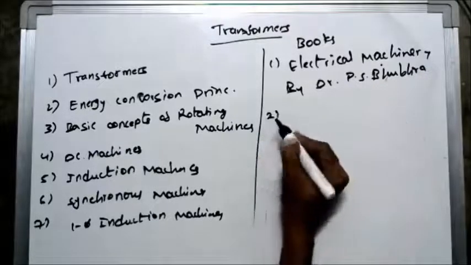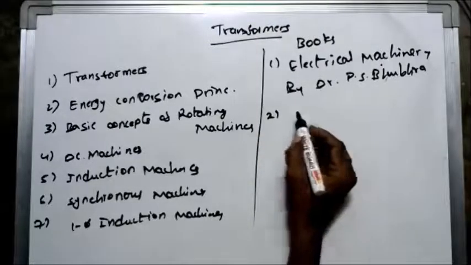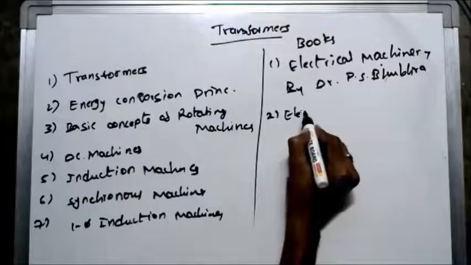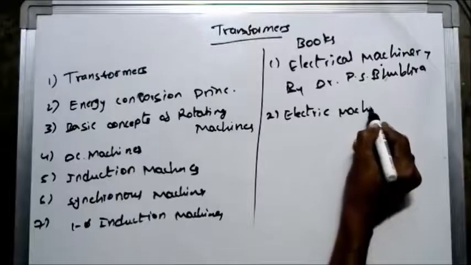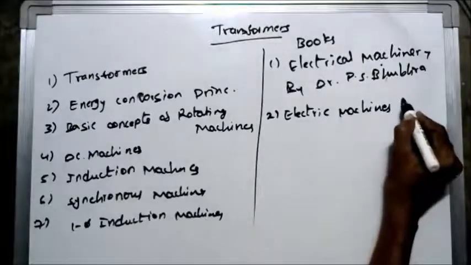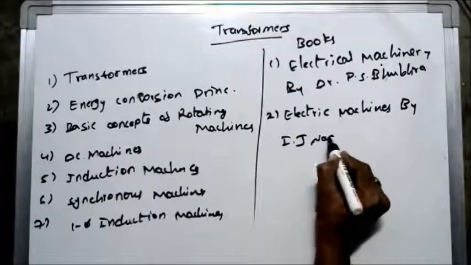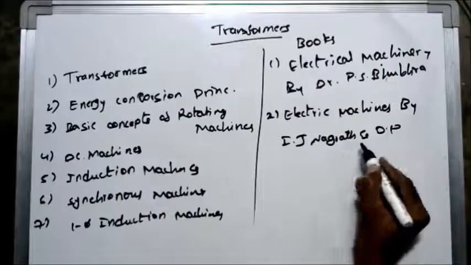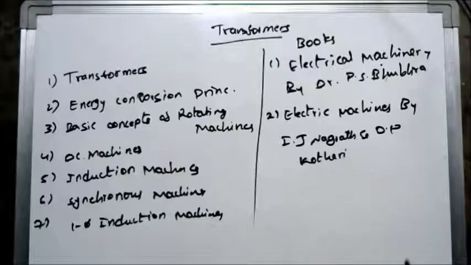Second one, we will take Electric Machines by I.J. Nagrath and D.P. Kothari. These are the two books we will refer.